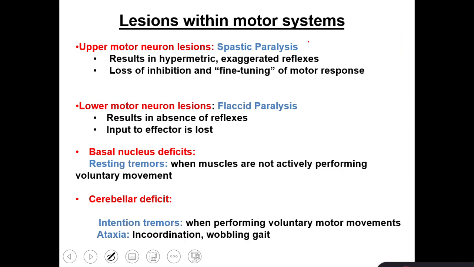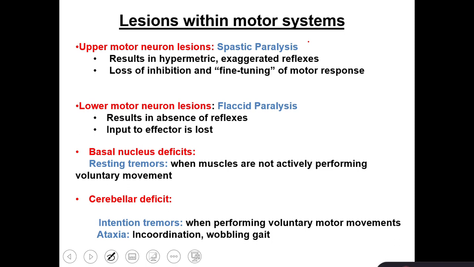Okay, now what happens if the precentral gyrus has a stroke? So we call that upper motor neuron lesions, and the result of that is a spastic paralysis, meaning paralysis happens and the muscle tone is increased, so rigid muscles. Also, the reflexes will be exaggerated. If you do the knee reflex, the patellar reflex, it's going to be exaggerated.